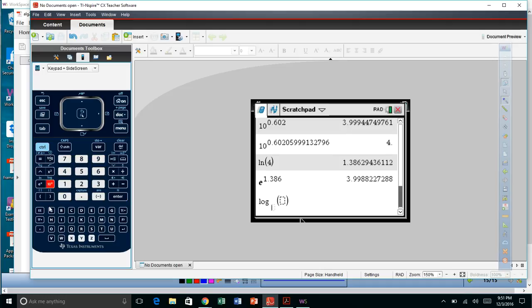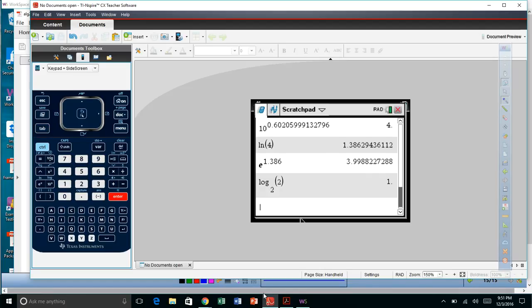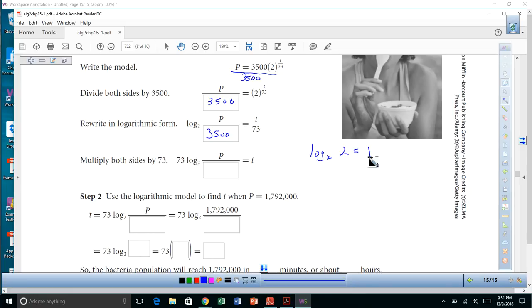Log base 2 of 2, that gives you 1. So that cancels out. It's kind of like dividing by something. You know what I'm saying? All right. So that gives you t over 73. So now we're going to multiply both sides by 73. And we get 73 times log base 2 of P over 3,500 equals t.